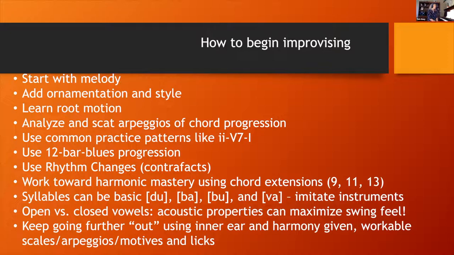Syllables. One of the most common questions I get as a jazz educator is, what syllables do I use? They can be basic. Just do and ba, boo, va, do-da, boo-ba. Essentially, there are syllables that help you to imitate an instrument. So you want to remember that when you're scatting, the point is that you are using your voice as an instrument. And when it all began, scat singing was really an imitative art form whereby singers would emulate the sound of a trumpet or a clarinet or a flute or a trombone or some other improvising instrument.